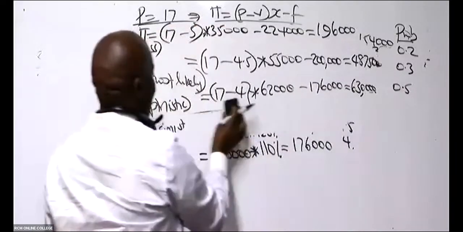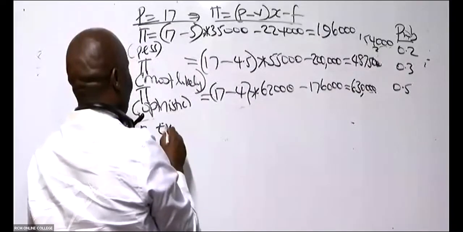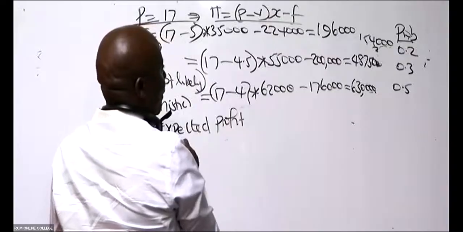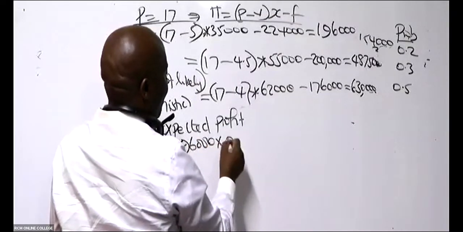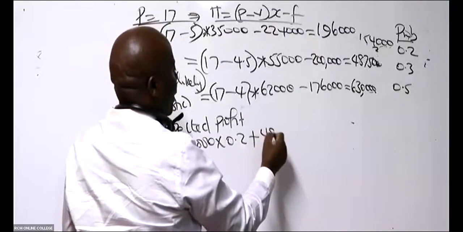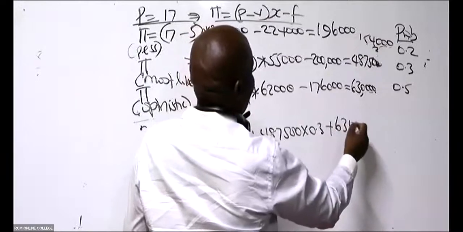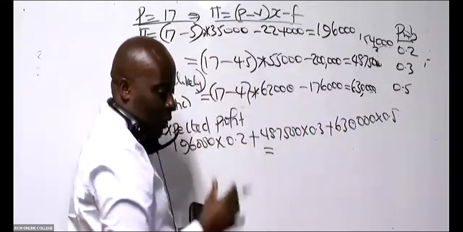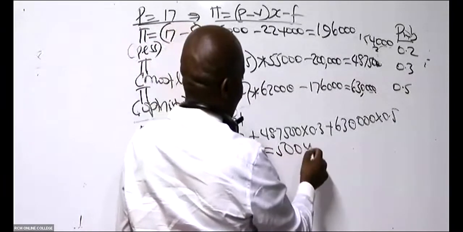So then we can very easily give our examiner the expected profit. We are taking 196,000 times 0.2 plus 487,500 times 0.3 plus 630,000 times 0.5, which gives us what figure at the end of the day? Thank you so much.